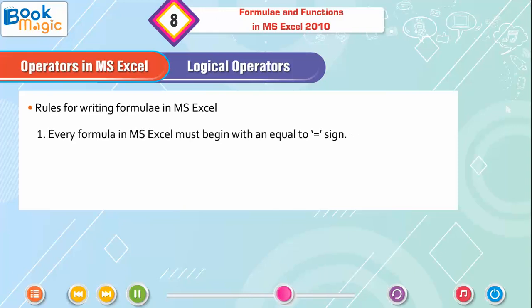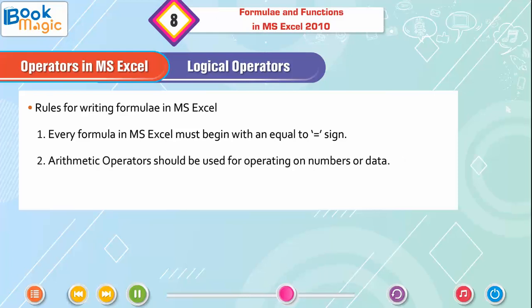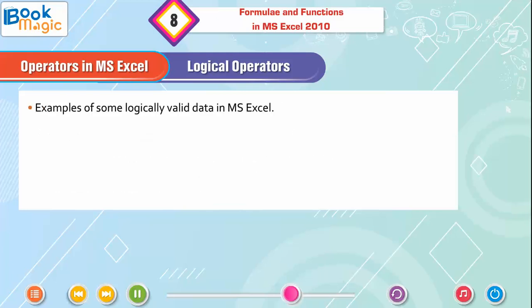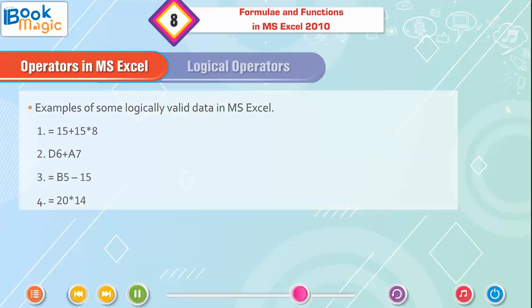Rules for writing formulae in MS Excel. 1. Every formula in MS Excel must begin with an equal to sign. 2. Arithmetic operators should be used for operating on numbers or data. 3. The data can be a cell address also. Examples of some logically valid formulae in MS Excel: 1. equal to 15 plus 15 multiplied by 8. 2. equal to D6 plus A7. 3. equal to 85 minus 15. 4. equal to 20 multiplied by 14.